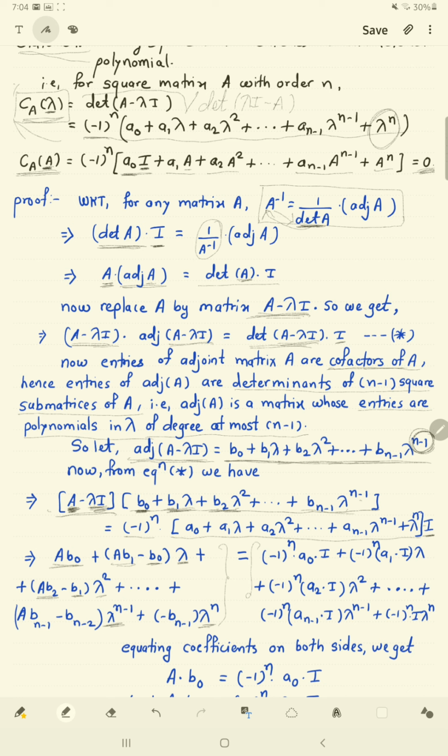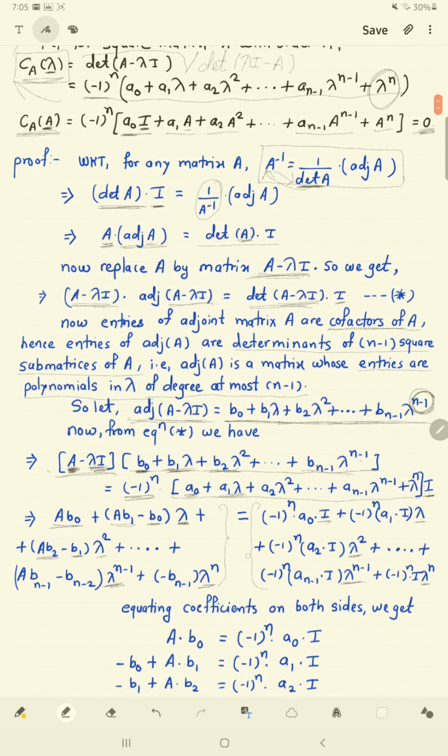Now this is our left side. Now for the right side, similarly minus 1 raised to n into a naught into I, minus 1 raised to n a1 lambda into I, so minus 1 raised to n a1 into I into lambda. As on the left side I collect coefficients in lambda square, similarly on the right side I also collect coefficients in I, lambda square, lambda raised to n minus 1 and lambda.